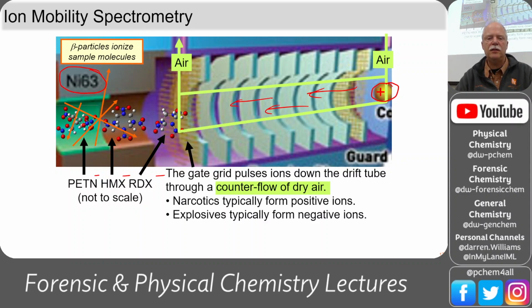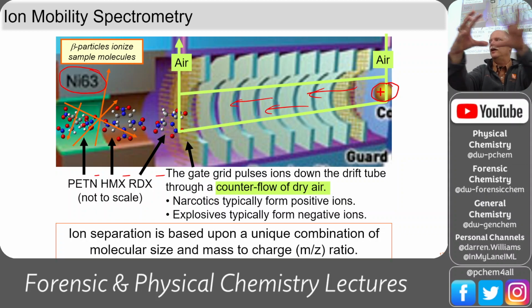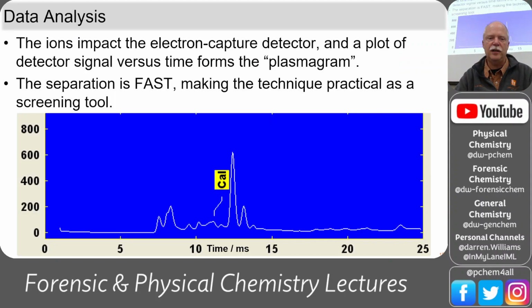So the grid pulses the ions down through the drift tube against the counterflow of dry air, and narcotics typically go towards a negative electrode and explosives towards a positive electrode because of the different charges. So ion separation is based upon the unique combination of molecular size, because they got to go through the counterflow of gas, and the mass to charge ratio. So this is what the signal looks like. The ions impact the electron capture detector, and a plot of signal versus time forms what they call a plasmagram, because it's an ionized gas.